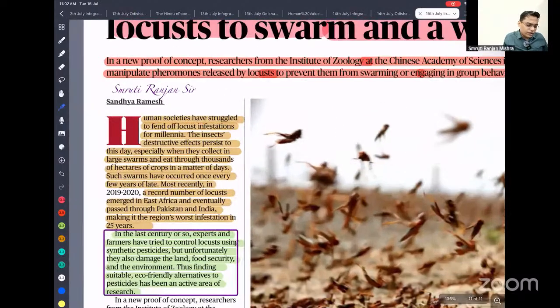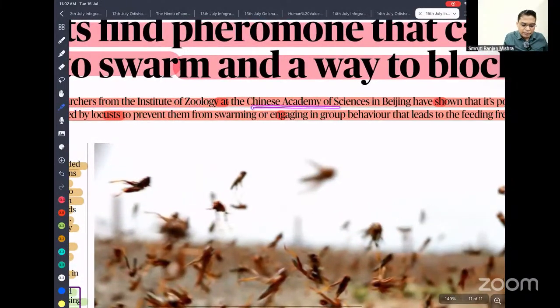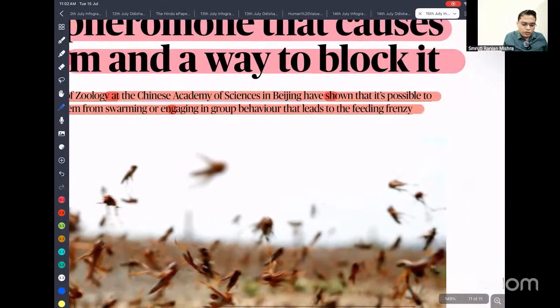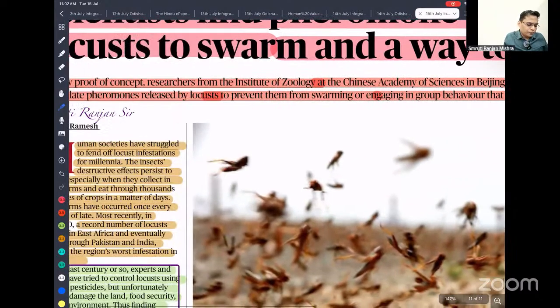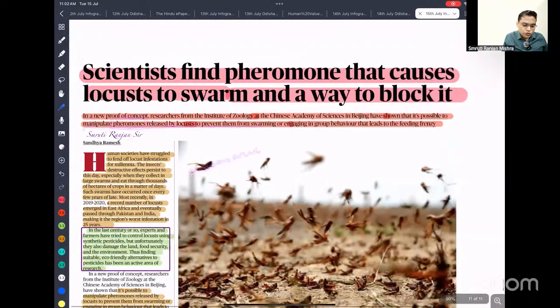So we are going to see that in a proof of concept research from the Institute of Zoology at the Chinese Academy of Sciences, Beijing, which has shown that it is possible to manipulate the pheromones released by the locust to prevent them from swarming and engaging in group behavior that leads to the feeding frenzy.